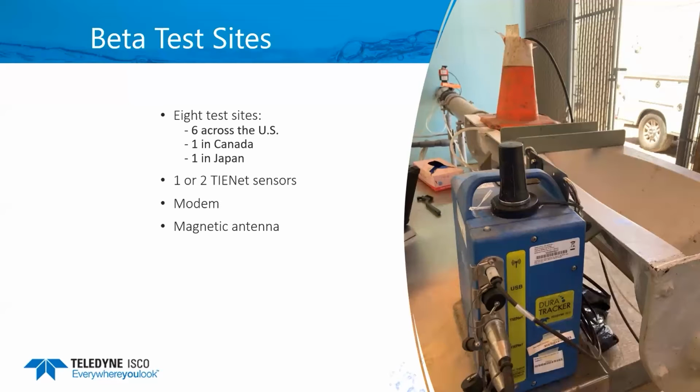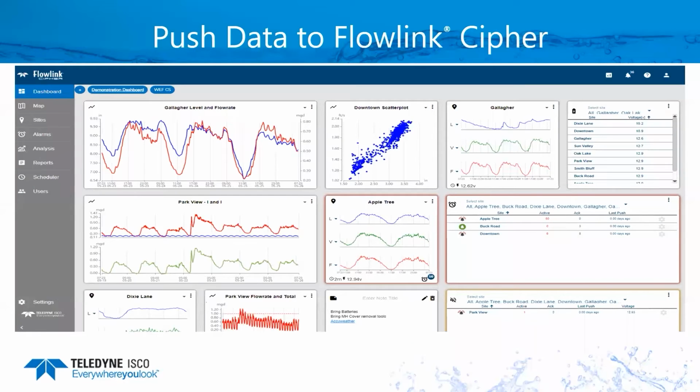We did on the beta testing 1 or 2 sensors. And if you'll notice the picture on the right, you'll see there are 2 sensors plugged into the TIENet. So this particular beta test had 2 of those. You'll also notice the modem antenna on the top. The modem is internal, but the magnetic antenna that goes to that is on the top. And we'll show you a little bit about some of the changes we made on the antenna and how we mount that. All the data in the beta test were pushed to FlowLink Cipher.